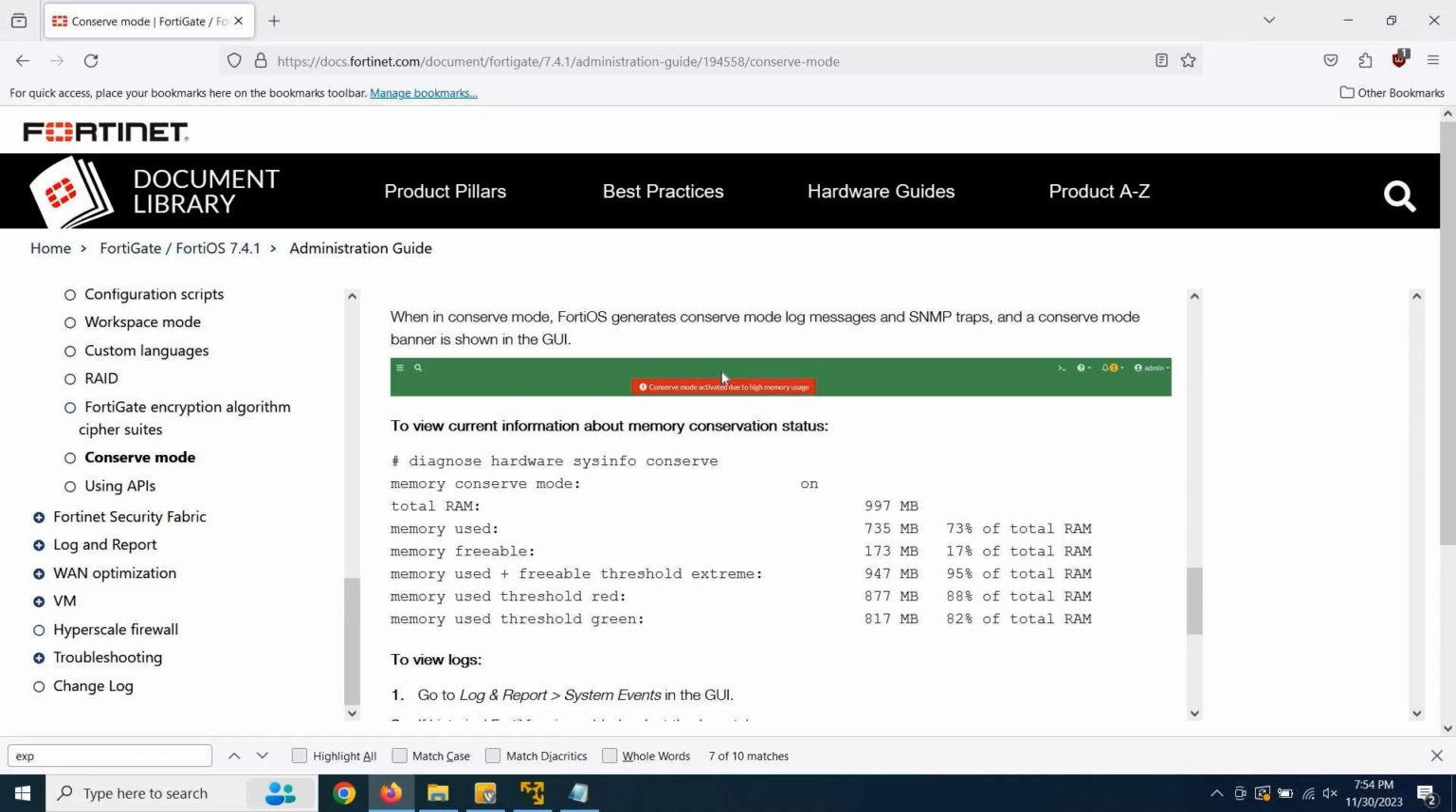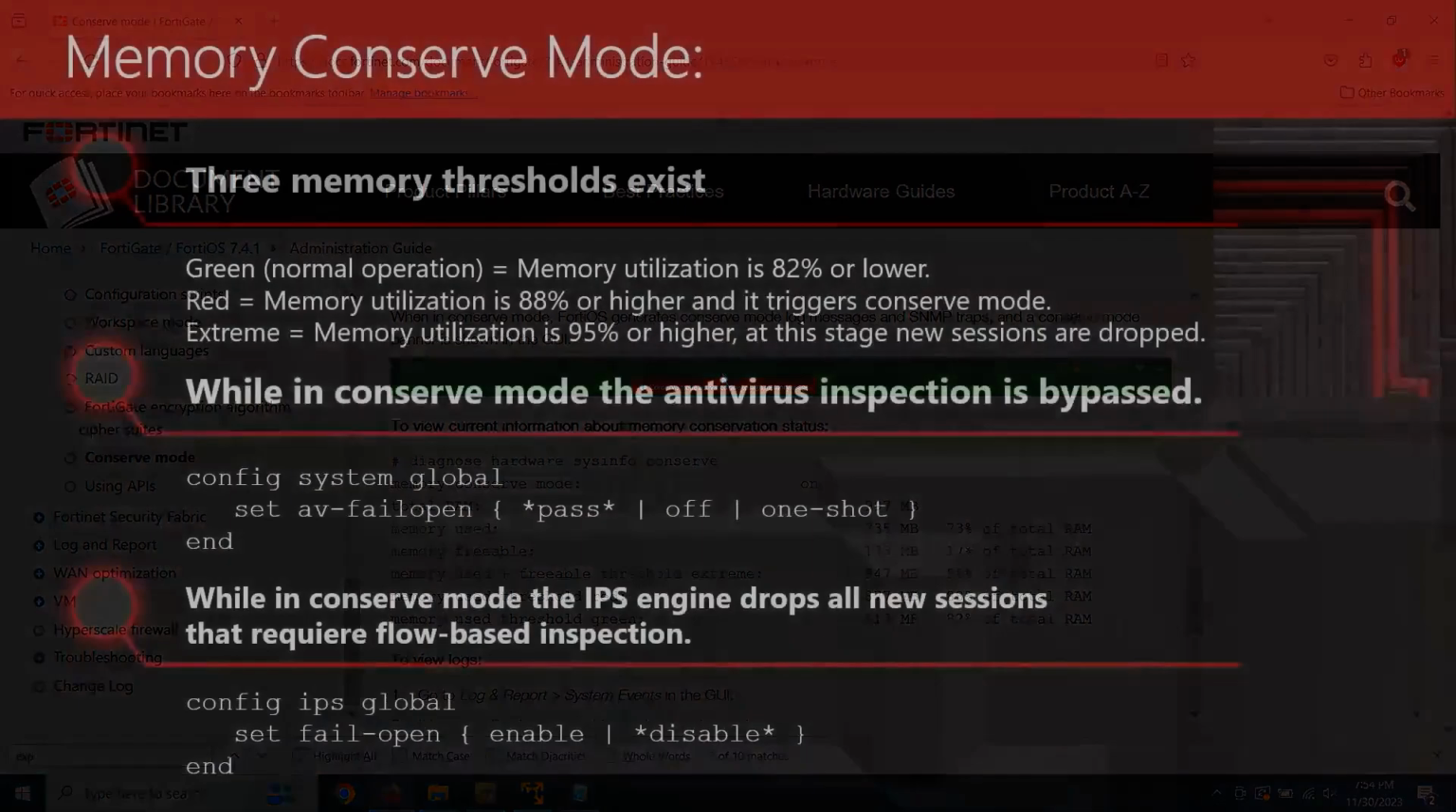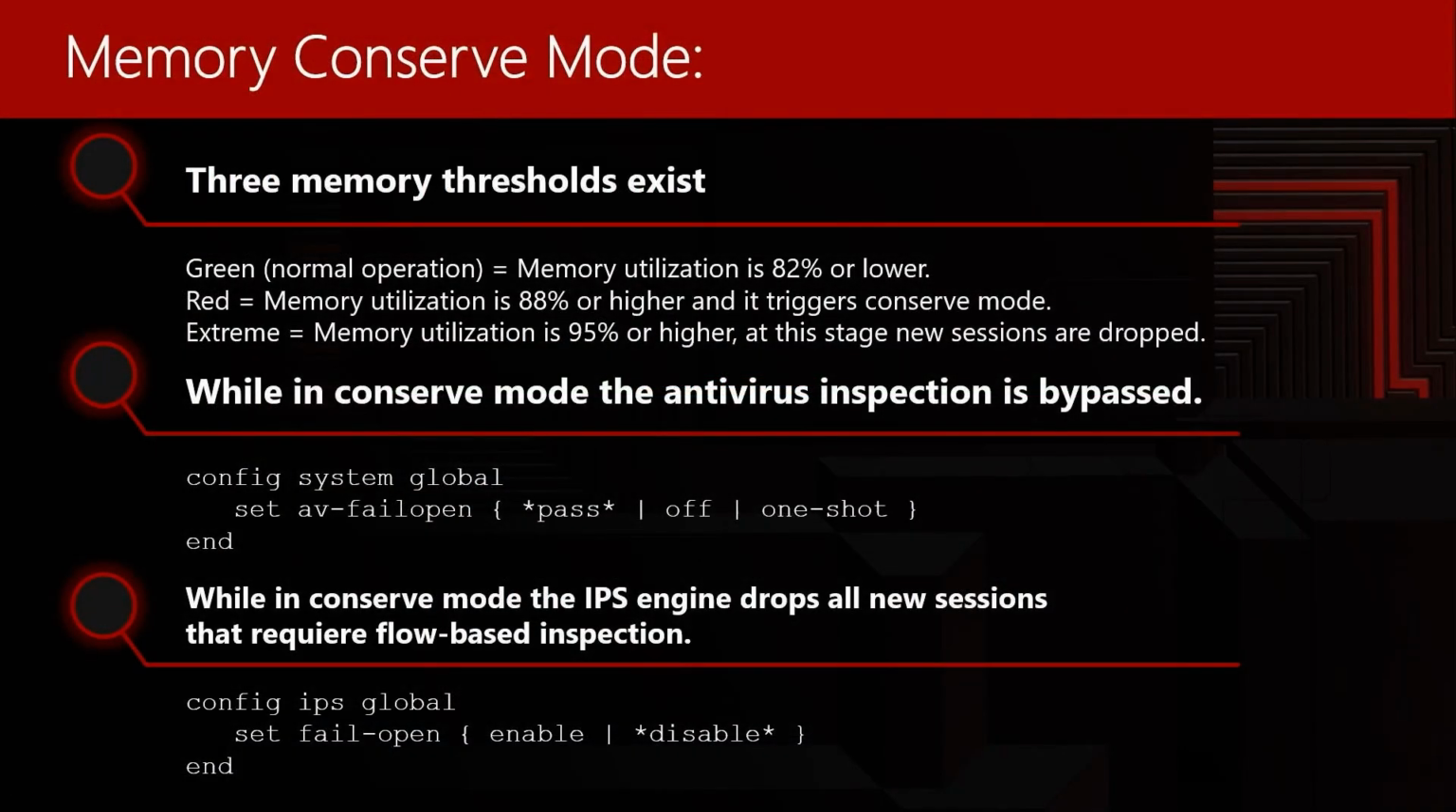So it's going to be very obvious that this is happening, and we just need to understand the consequences of that. Let's go back to the slides and review this again. Remember, the green or normal operation memory threshold is set to 82. The red, when we enter conserve mode, is going to be 88. And the extreme is going to be 95 or more. These thresholds can be modified, but those are the ones that come out of the box.